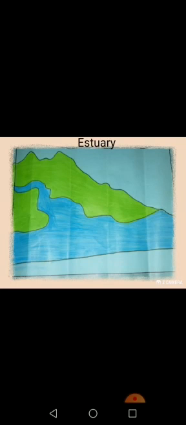Students, there are three major estuaries in Pakistan: Indus estuary on the Sindh coast, and two estuaries are in Balochistan.